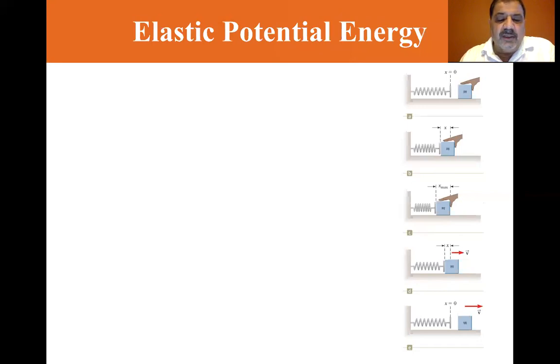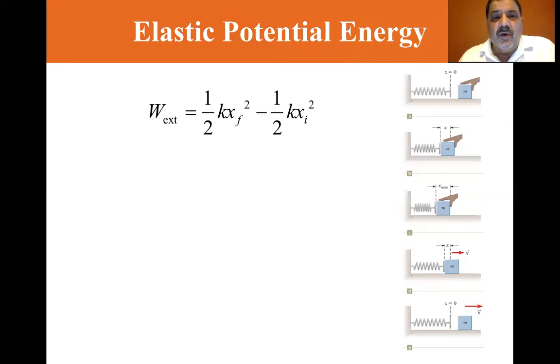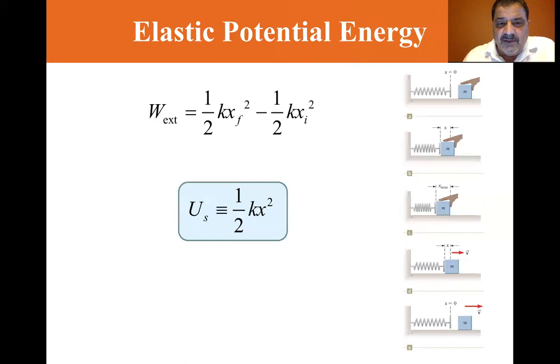The external work done by the applied force on the block-spring system as the block moves from x initial to x final is 1/2 k x final squared minus 1/2 k x initial squared. The initial and final x coordinates of the block are measured from its equilibrium position of x equals zero. So the work done on the system is the difference between the initial and final values of the expression related to the system's configuration. So the elastic potential energy function associated with the block-spring system is U sub s, the potential energy of the spring, equal to 1/2 kx squared.